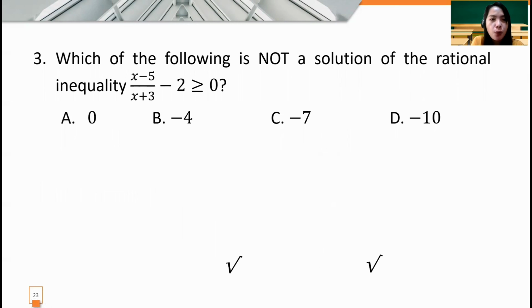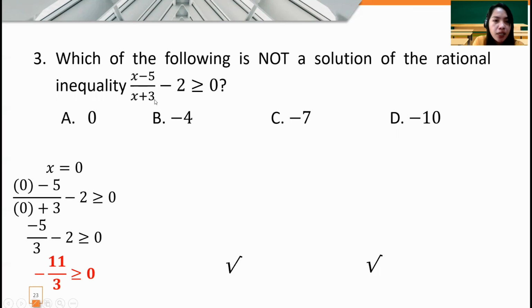Number 3, which of the following is not a solution of the rational inequality x minus 5 all over x plus 3 minus 2 greater than or equal to 0? Not a solution. So, ang pwede mo ditong gawin ay i-substitute mo na lang yung mga given na options dun sa given inequality para mas madali. So, yung una, x equals 0, substitute that to the given. Negative 11 over 3 greater than or equal to 0. Is that correct? Wrong.